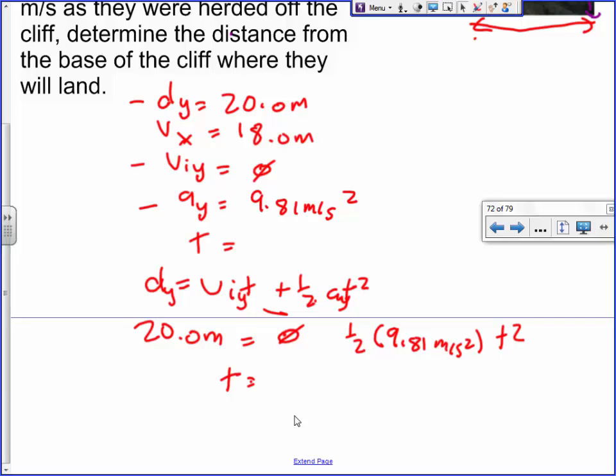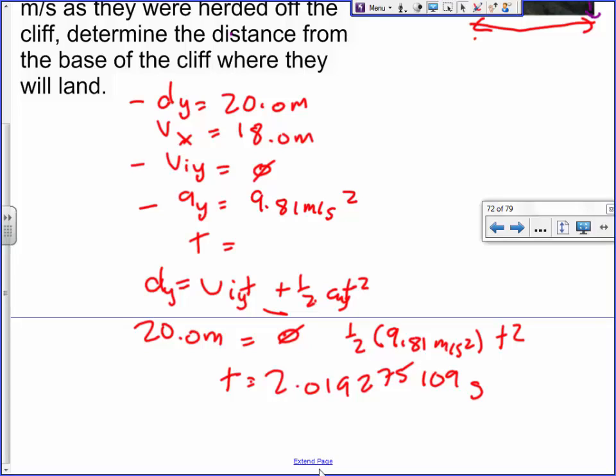Times 2 divided by 9.81, square root of the whole shebang, do it properly. About 2.0 seconds. I'll write it out, 2.0. Let me know if I did it wrong. You guys get this right? Awesome. Okay, and then the link.